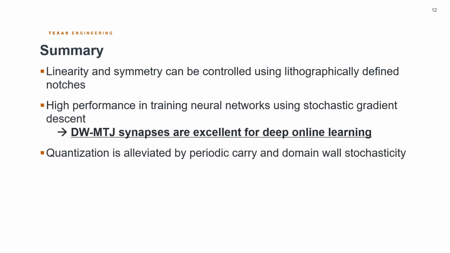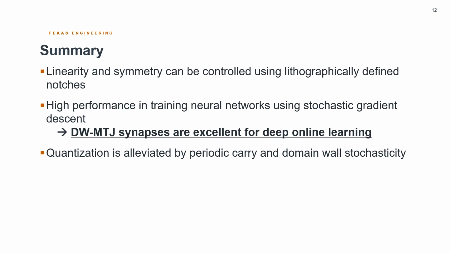So in summary, linearity and symmetry can be controlled using lithographically defined notches, and high performance can be obtained in training neural networks using stochastic gradient descent, indicating that domain wall MTJ synapses are excellent for deep online learning. This is accomplished by taking advantage of periodic carry and domain wall stochasticity to alleviate the problems that are accumulated due to quantization.